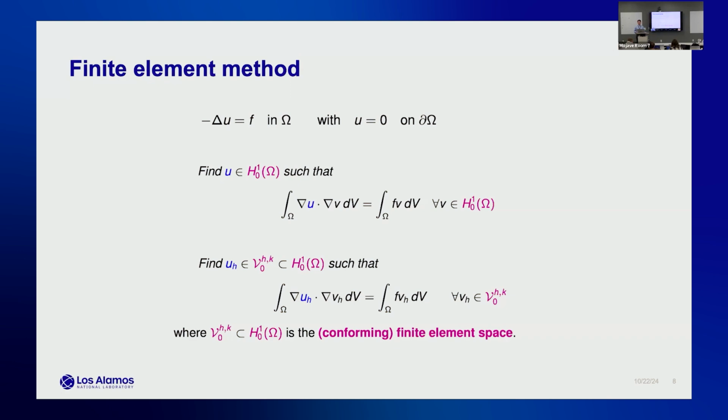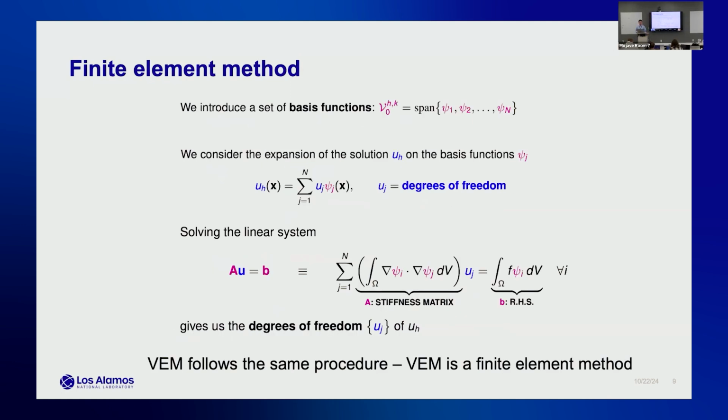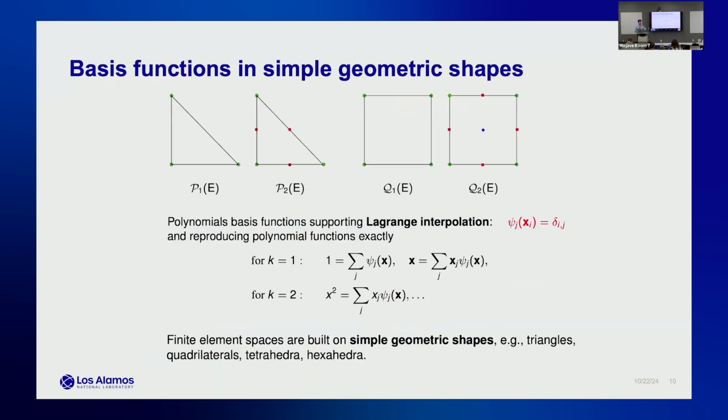V_0^h,k, which is a subspace of H01, so that this variational formulation is satisfied. Then next we introduce basis functions, and we express u_h using these basis functions. We get a linear form, solve this linear system, and we get our solution. What I want to say here is that the virtual element method follows the same procedure. VEM is a finite element method. Now the question is how to build basis functions.